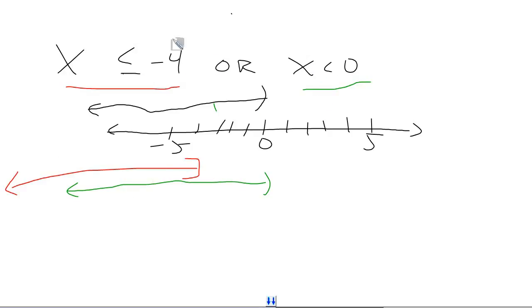The numbers that are less than 0 or less than or equal to negative 4 are just all the numbers less than 0. Fine. So then my solution set in interval notation is all the numbers from negative infinity to 0, and that's it. It's just one single interval because the two have been unioned together.